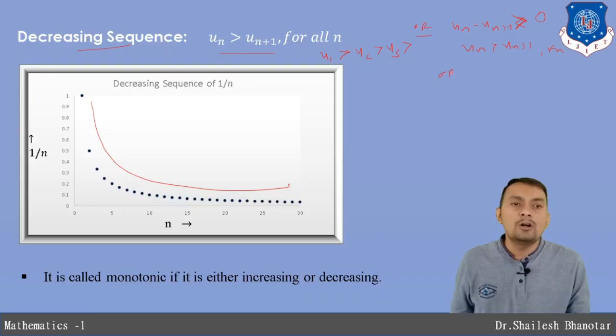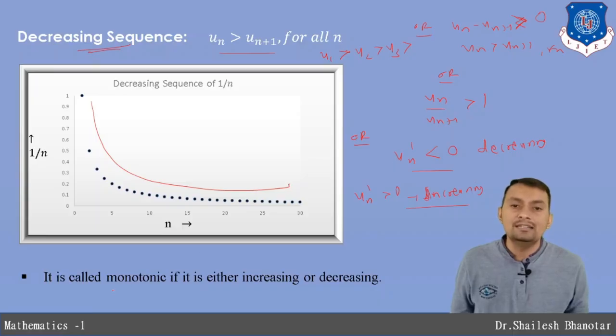In other words, you can also say that if u_n divided by u_(n+1) is greater than 1, then the sequence is nothing but a decreasing sequence. Also, you can see that if its first derivative is negative, then definitely we can say that the sequence is decreasing, and if u_n dash is positive, then it is going to be increasing. So all these notes you should remember, and whenever required you will use them.